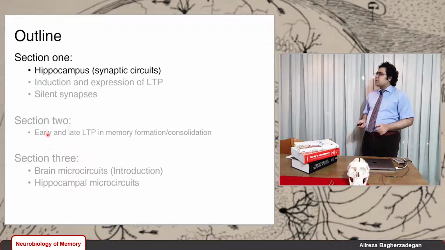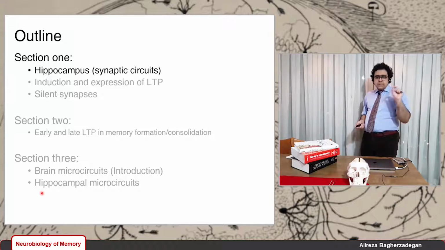In the second section, I'm going to focus on early and late LTP and their role in memory formation and consolidation. And finally, in the final section, I'm going to introduce brain microcircuits, the synaptic organization of the brain, and I'm going to talk about the hippocampal microcircuits.